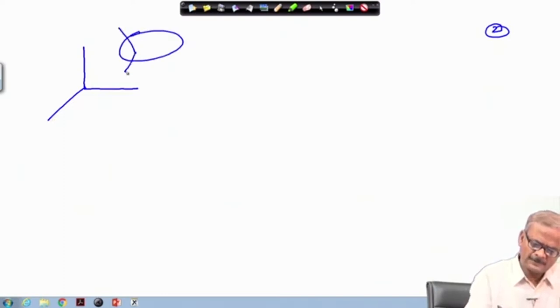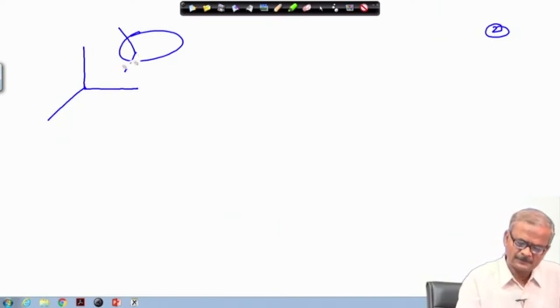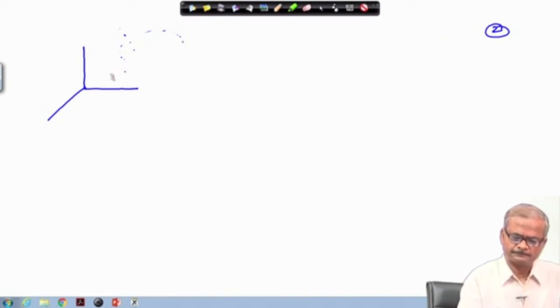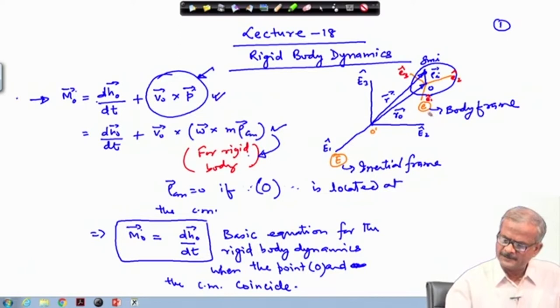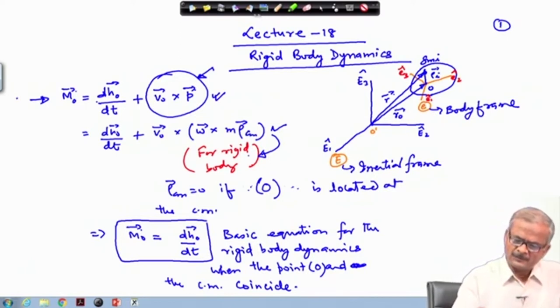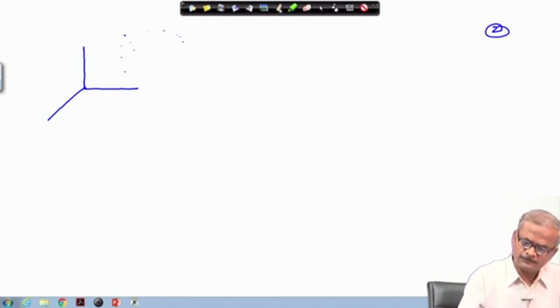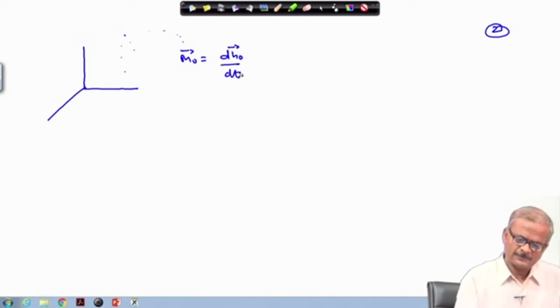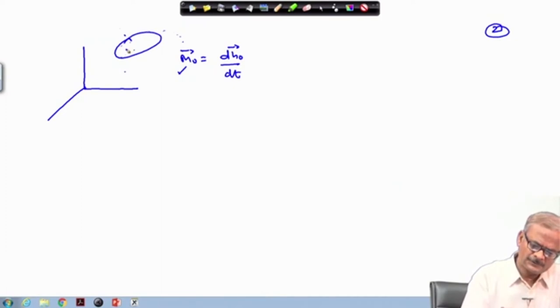So, as we had in the previous figure, we have taken this. Using this figure, m 0 we are writing as d h 0 by d t. Now, if we put here the h 0, then we will get this m 0. Now, h 0: if this is the point O and this is the point we have written as O prime, this is the body frame E and this is the capital E frame, the inertial frame.